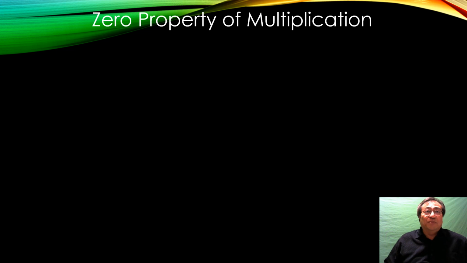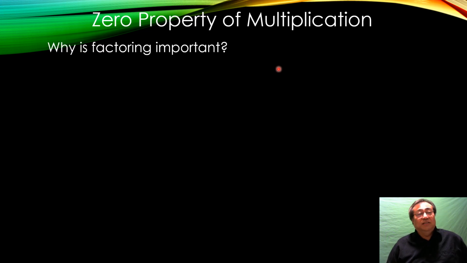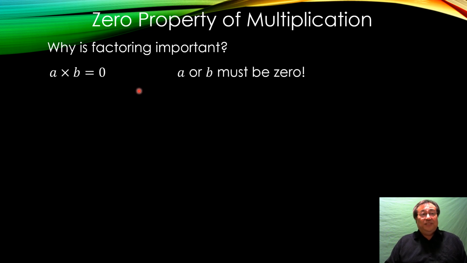All right, zero property of multiplication. What does this have to do with factoring? Well, what is the zero property of multiplication? Why is factoring important? Because of this property. So here we have a times b equals 0. What do you know about a or b? You know that one of them has to be 0. If you have a times b equals 0, you know that one of them, a or b, must be 0.